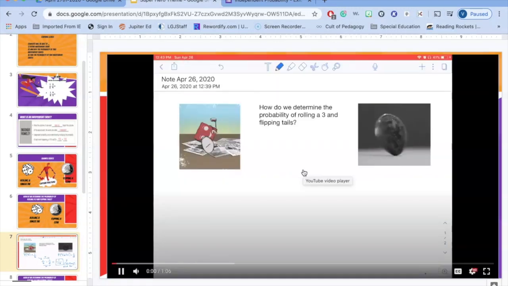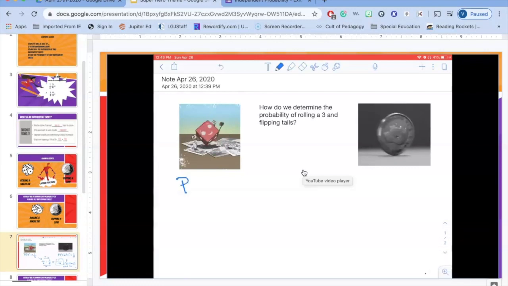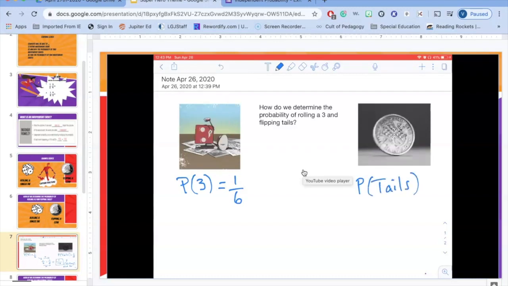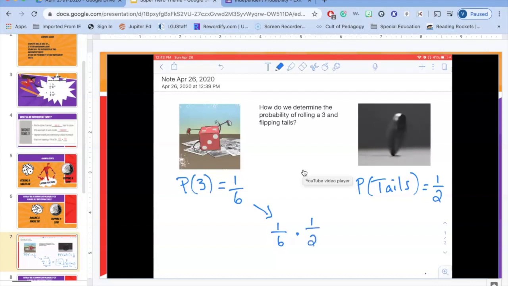So we have a die and we have a coin. The probability of rolling a 3 on a single die is 1/6, while the probability of flipping a tails is 1/2. Now, how can I find the probability of both of them together? What I'm going to do is take the probability of rolling a 3, which is 1/6, and multiply it by the probability of tails, which is 1/2.